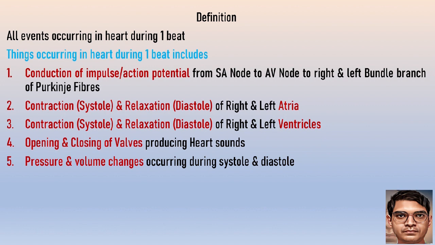These are first, conduction of impulse or action potential from SA node to AV node to right and left bundle branch of Purkinje fibers. Second thing which occurs is contraction or systole and relaxation or diastole of right and left atria. Third, the contraction and relaxation, that is systole and diastole of right and left ventricles. Fourth, opening and closing of valves which produce heart sounds. And lastly, the pressure and volume changes occurring during the systole and diastole.